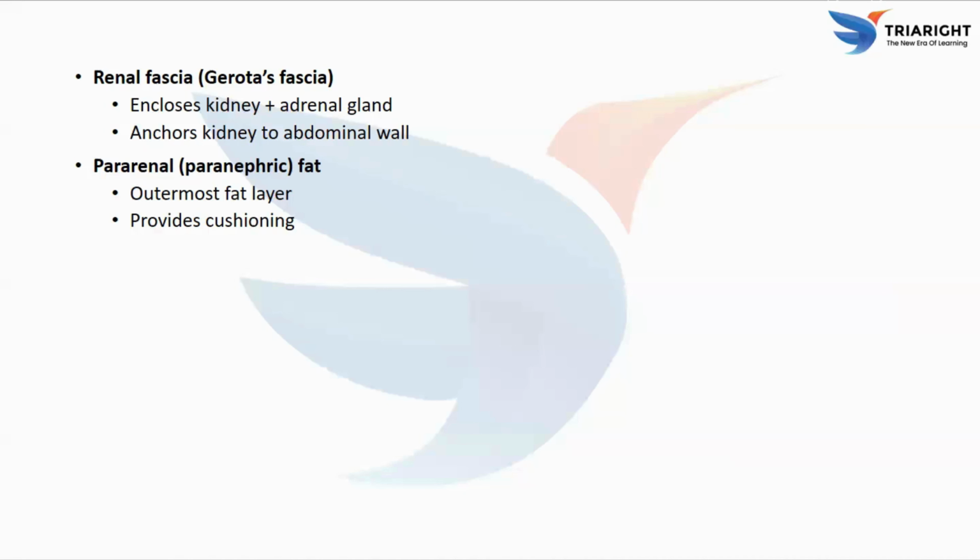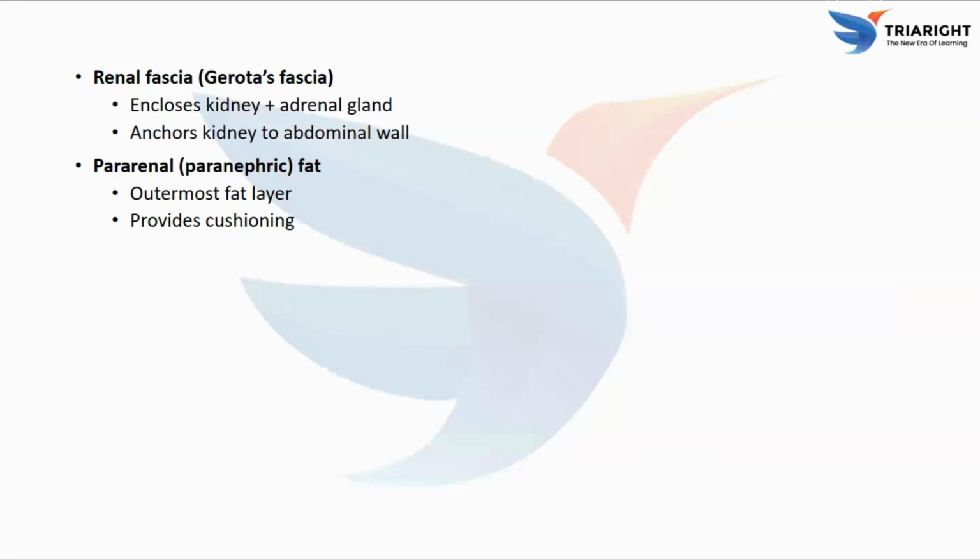It fills the space around the kidney, and it helps to stabilize the position of the kidney within the abdominal cavity. This pararenal fat is located outside the renal fascia. It is more abundant on the posterolateral side, that is, the back and side of the kidney. What is a major role? It also helps to maintain the body temperature around the kidney.